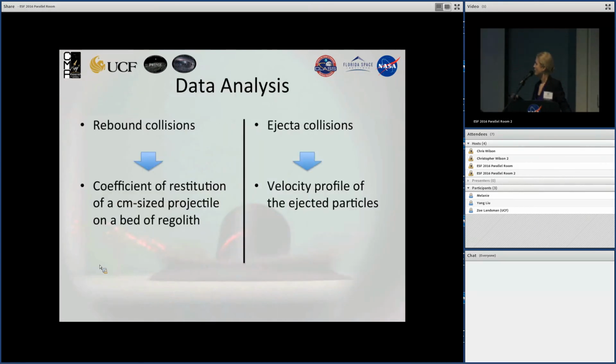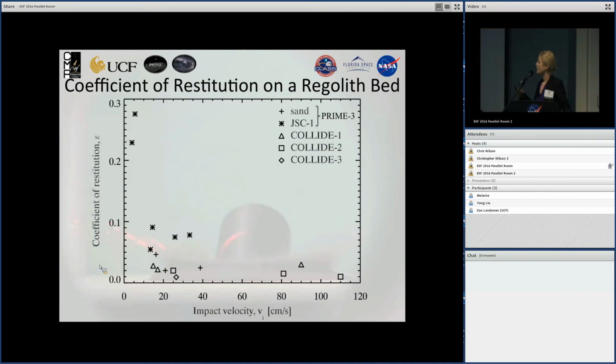Oh, sorry. So what kind of data do we get from these videos that we collect throughout the years? I haven't put everything on there, but mostly what I can talk about today, you see the rebound collisions. From that, we measure a coefficient of restitution. If you input a certain energy onto the regolith, what's going to be restituted to your impactor after the impact. And then for collisions that produce ejecta, we measure the velocity profile of your ejecta particles in the plume, and then we correlate that with the speed of the impact.